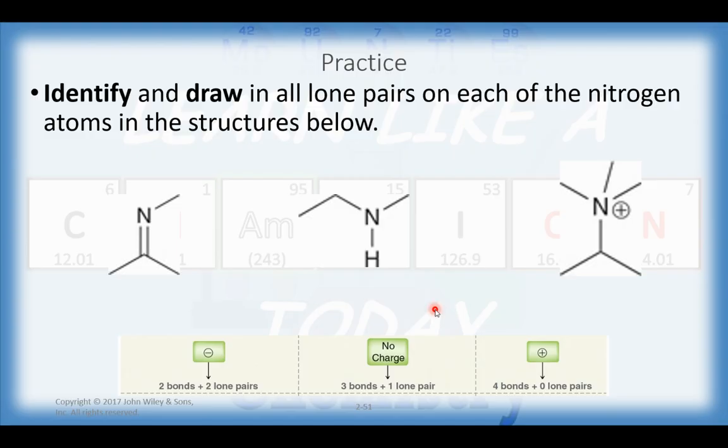So once again, if you try these examples here, pause the video, give them a shot on your own, and then restart to check your answers.